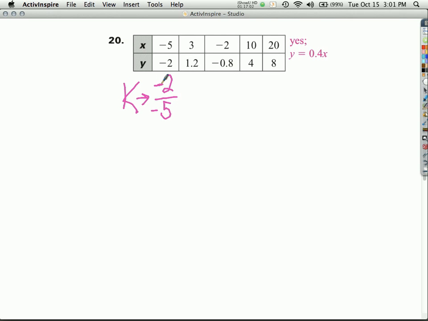So this is now 2/5. Now we need to do that with all of them. 1.2 over 3 comes out to 0.4, but 0.4 is actually the same thing as 2/5. And then negative 0.8 over negative 2 comes out to 0.4, but that's the same thing as 2/5. And they all come out to 2/5. And that's why you get this right here. Okay? So John, did I answer your question?